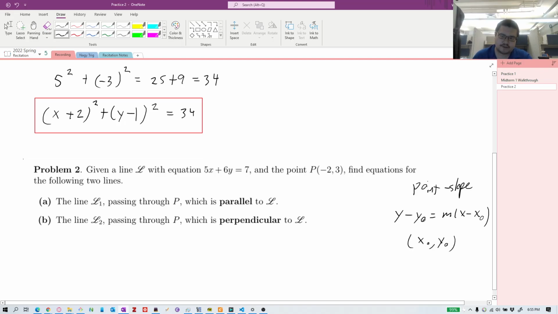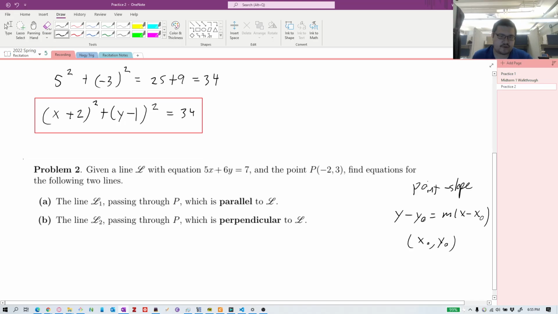So when you plug values into this format of a line, you're guaranteeing that the line is going to pass through this point, x naught, y naught. And so that's what this point, minus 2, comma 3, is going to be plugged into. What we need now is the slopes of the lines for A and B.